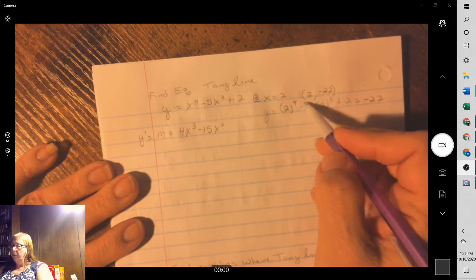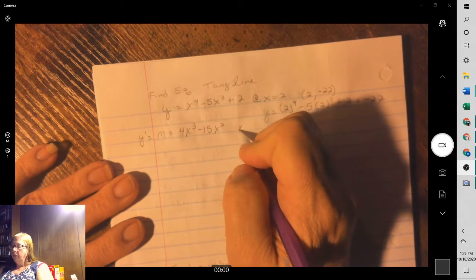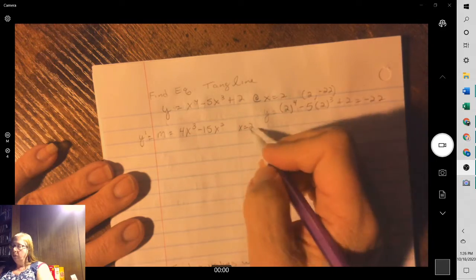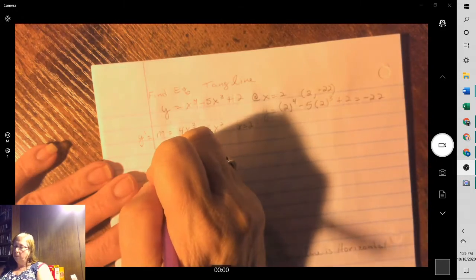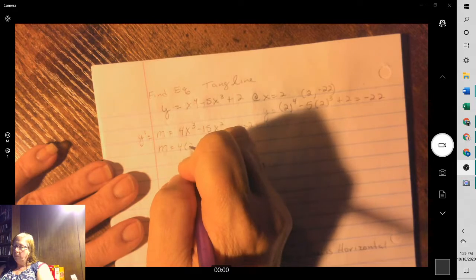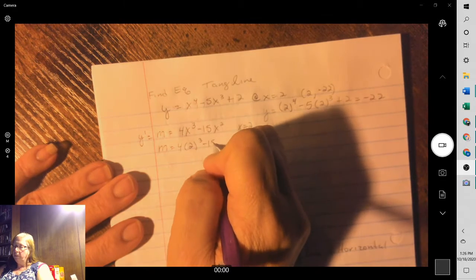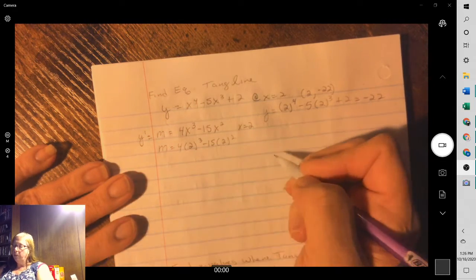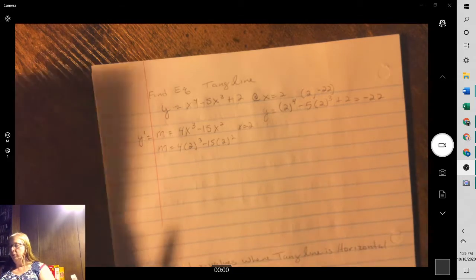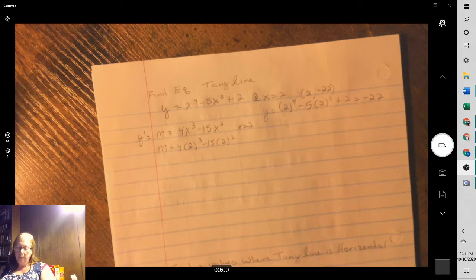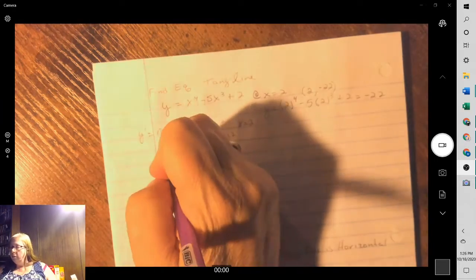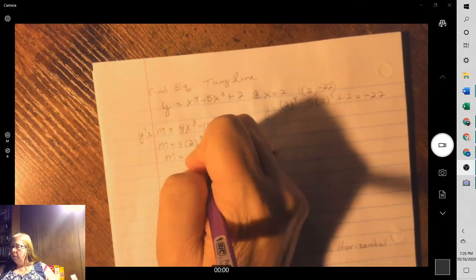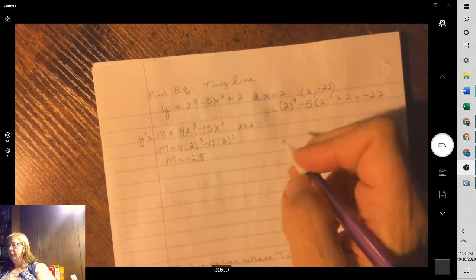We want the slope of the tangent line when x is 2. So we plug in 2. 4 times 2 cubed minus 15 times 2 squared. 2 times 2 is 4, times 2 is 8, times 4 is 32, minus 15 times 4, which gives us a negative 28. So our slope is negative 28.